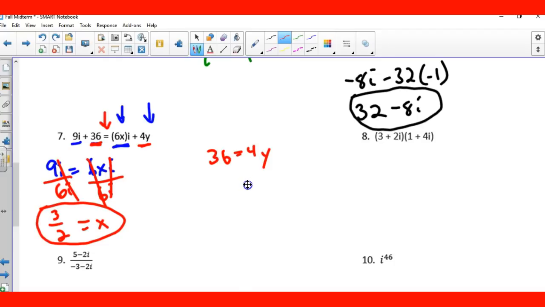Over here on the right side, solving for the variable y, I'm going to divide by 4 on both sides. Okay, so y is by itself, and 36 divided by 4 is going to be 9. So 9 equals y, or y equals 9. Doesn't matter, but those are our two missing variables, okay?